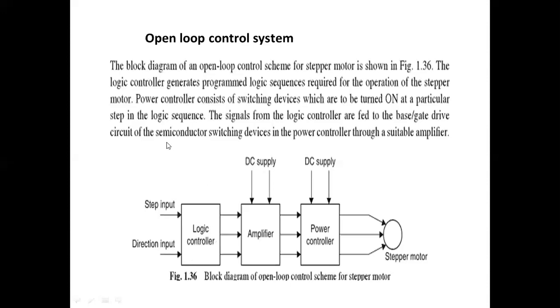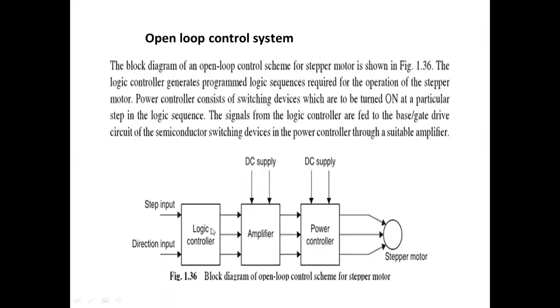We are providing four switches. Suppose there is an eight pole motor; eight pole means four switches, S1, S2, S3, S4. First you have to start S1, next S2, next S3. Next, observe the step input towards the logic controller.